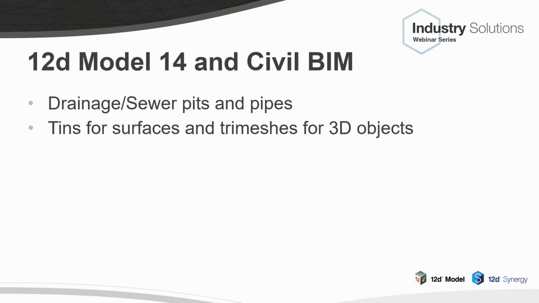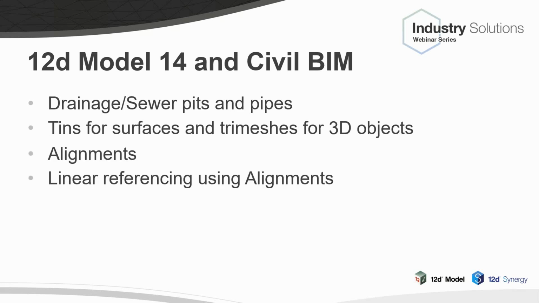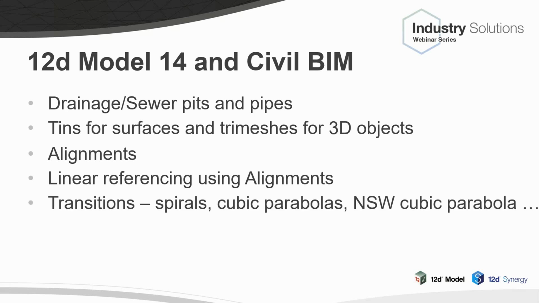Drainage, sewer pits and pipes, we obviously have those. We have tins for surface and trimeshes for 3D objects, and we have alignments. We have linear referencing using alignments. That's what the alignment's all about. You want to be able to give chainage and offset. That's the equivalent to a building grid. So we have all that sort of thing in our civil package.